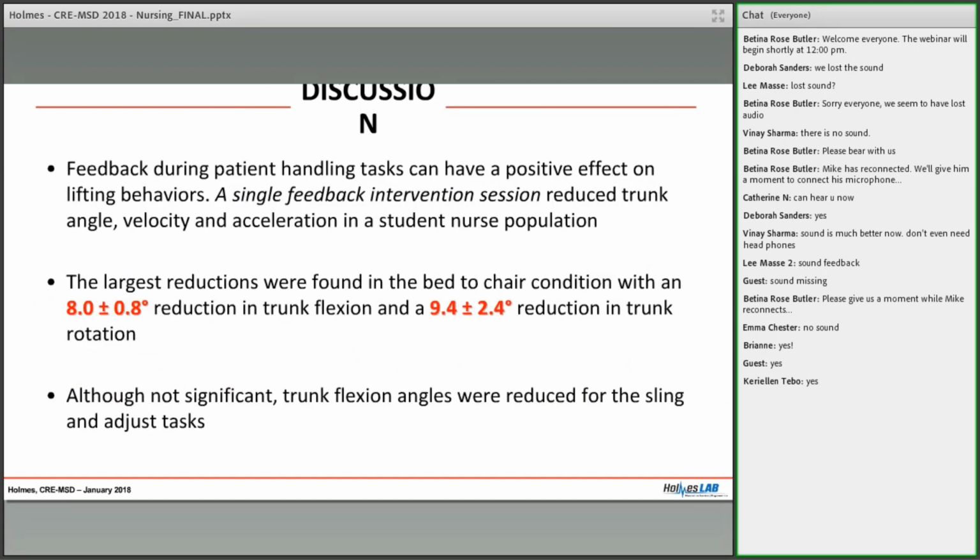So with that in mind, I think we were able to show that feedback during patient handling tasks can have a positive effect on lifting behaviors. Using the PostureCoach system, we did a very modest single feedback intervention session of only 8 repetitions, and we showed that we were able to reduce trunk angles, velocity, and accelerations in our student nurse population. The largest reductions were found in the bed to chair condition, the trunk flexion, and about a 9.5 degree reduction in trunk velocity.